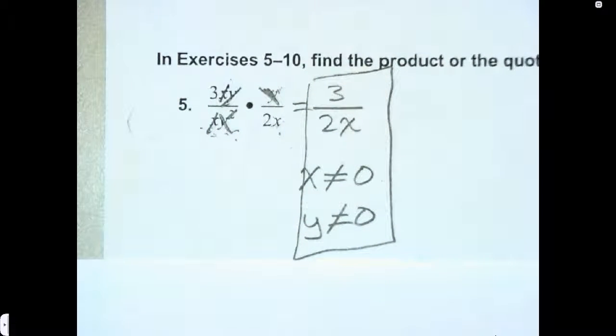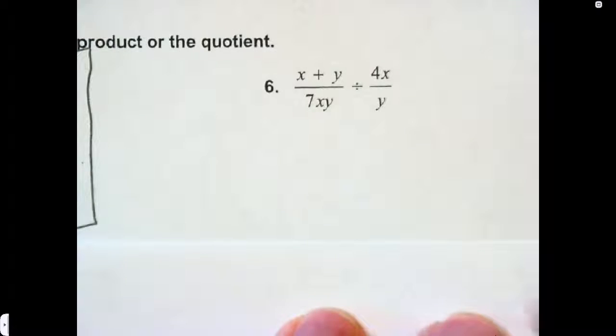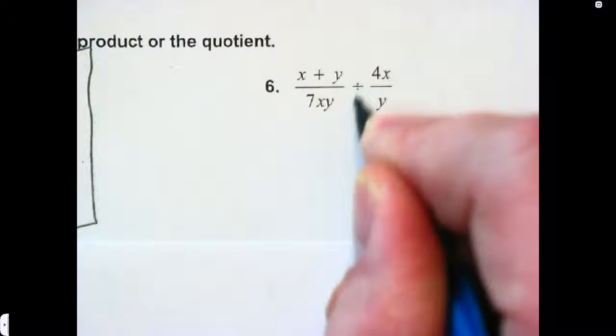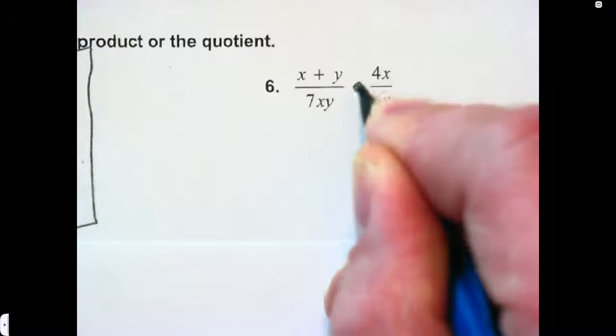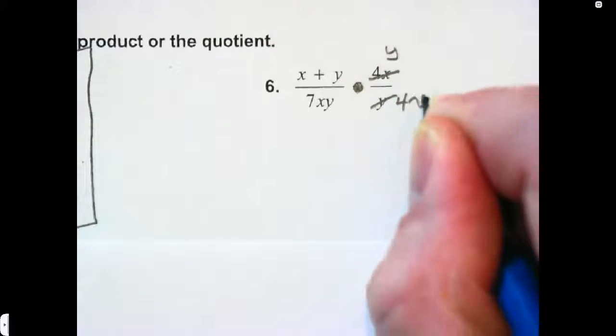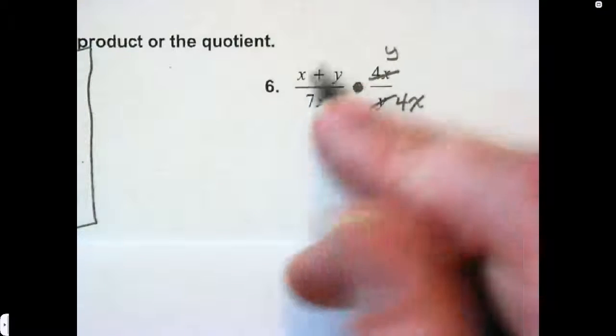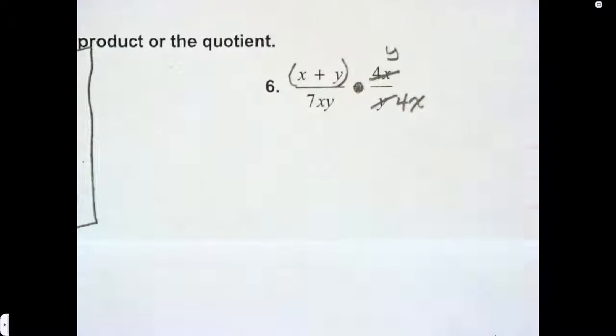Okay. Number 6. What do you have to do with that one first? You got to flip it, right? The way I flip it is I just change that to multiplication since it was division. And I move that y up here and move that 4x down here. You can't reduce until after you flip it.